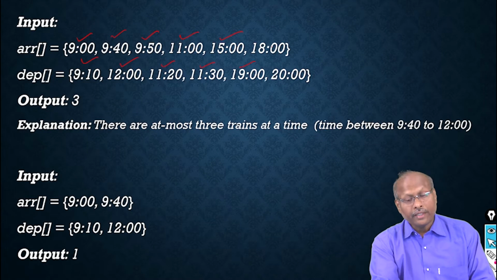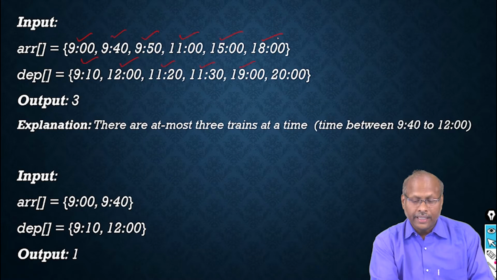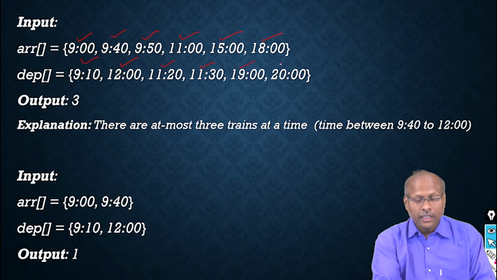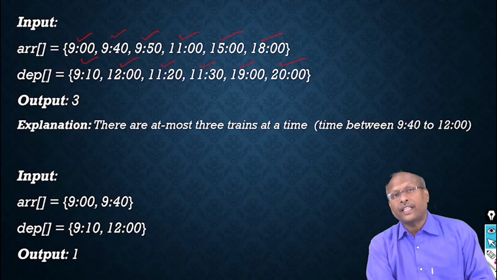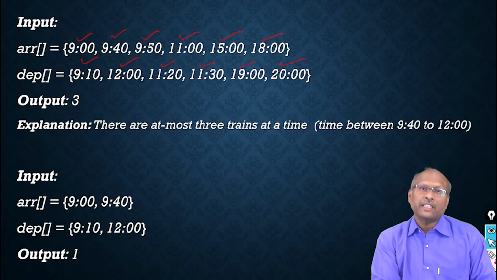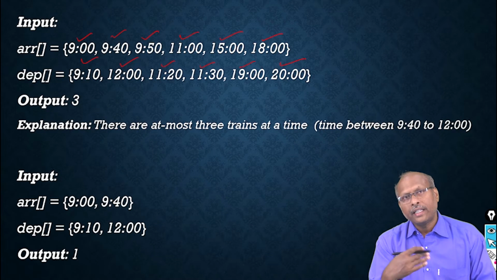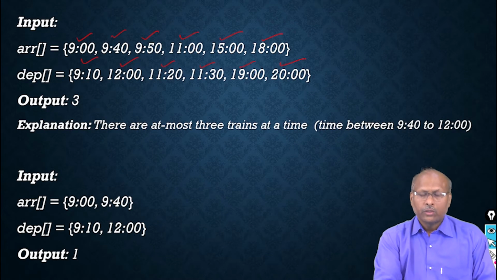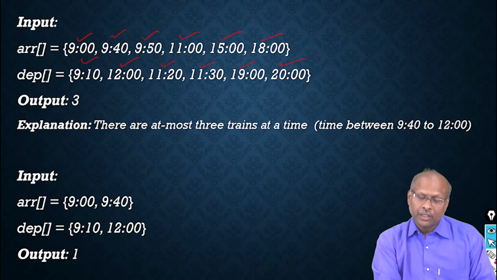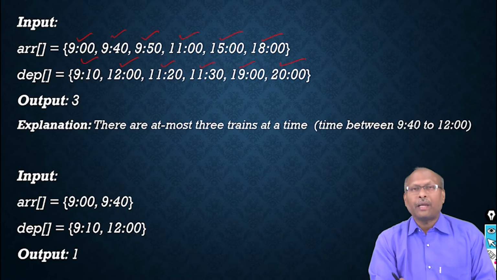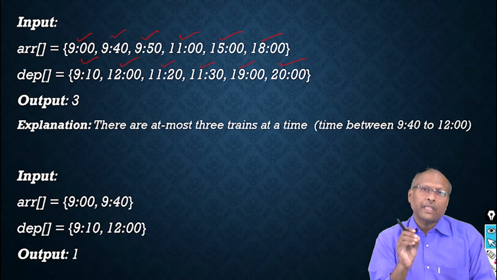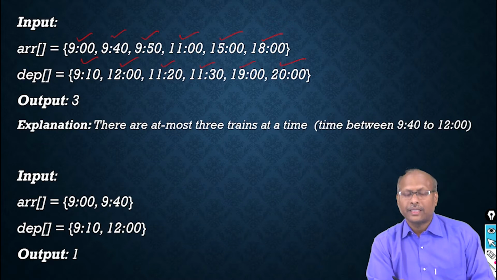Similarly, one more train, the last train, comes at 18 o'clock, as per railway time, and departs at 20. 20 means evening 8. So how many trains are coming? Totally 6 trains. But the 6 trains arrive at different times and depart at different times. So you know the arrival time as well as the departure time. If you see this arrival and departure time, you have to find out how many minimum platforms I need to accommodate all trains.